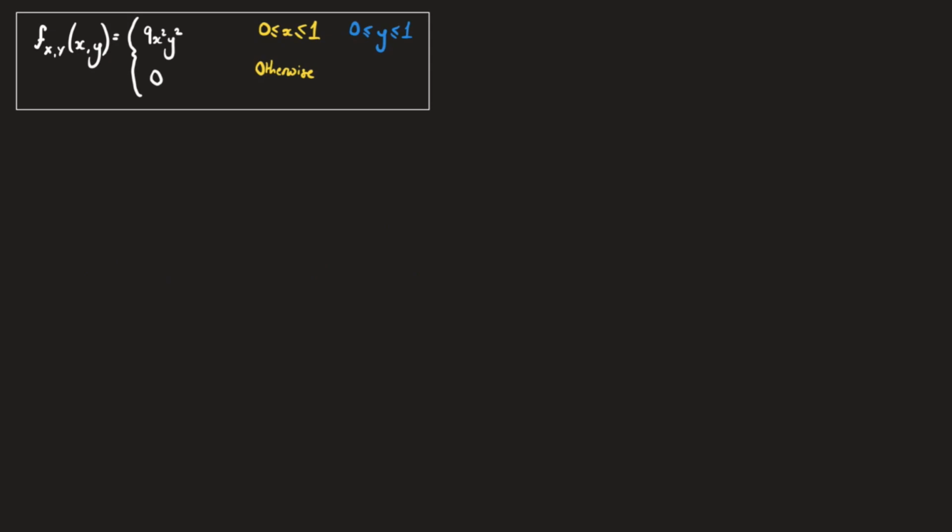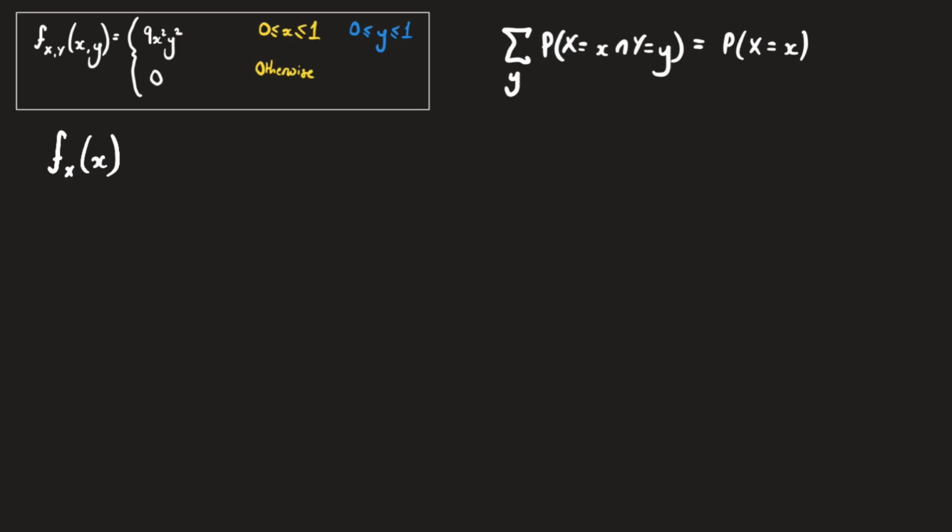Now we want to calculate the marginal probability density function of x. If this had been a discrete random variable, what we would do is add up the joint probabilities across all of the possible values of y, which would give us the probability that x is equal to some value little x. With a continuous random variable, we do exactly the same thing, except we replace the sum with an integral. So we're going to integrate our joint probability density function over the full range of y.